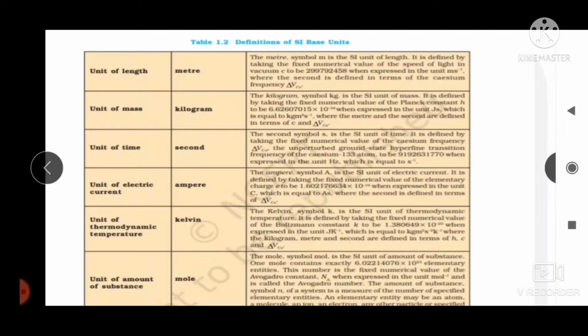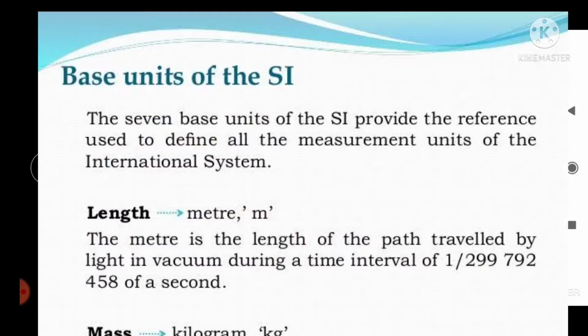The definitions of these 7 base units are given in the table. First is length. The length is represented by small letter l. The base unit of length or distance is meter. A meter is defined as the distance travelled by light in vacuum during 1 by 299,792,458 seconds.